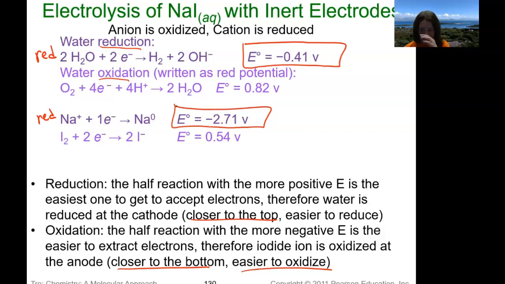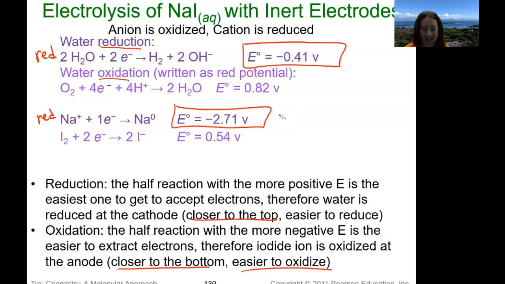Seeing a few of these. Remember, the one that's more positive is going to be reduced, right? So this one will be our answer. This one's going to be reduced, right?